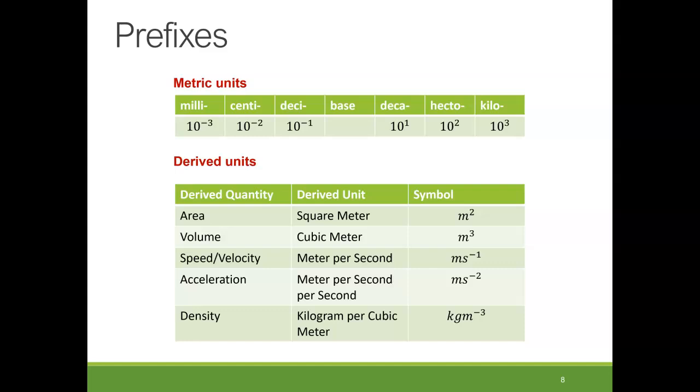An acceleration is like your rate of change for velocity, so it's a velocity unit, meters per second, divided by another time unit, so meters per second per second, or meters per second squared. And then density is a mass per volume. So it's a mass unit, like kilograms, divided by a volume unit, like meters cubed.